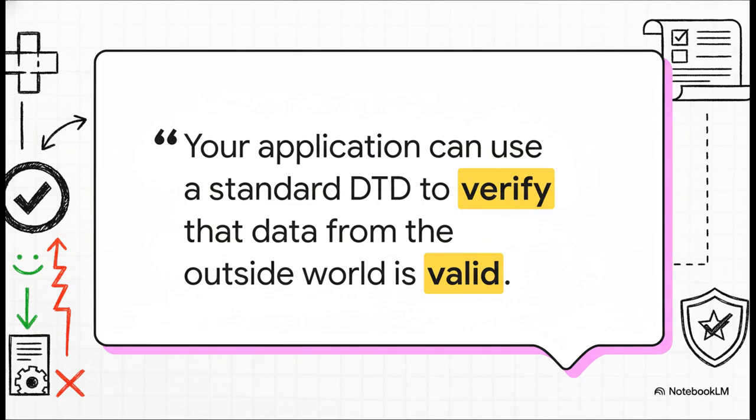And this ability to automatically check data is the real superpower. A program can use a DTD to check information it receives before it even tries to do anything with it. If the data doesn't match the blueprint, it gets rejected on the spot. This prevents all kinds of errors and just makes everything more reliable. It's like a quality control check for pure information.